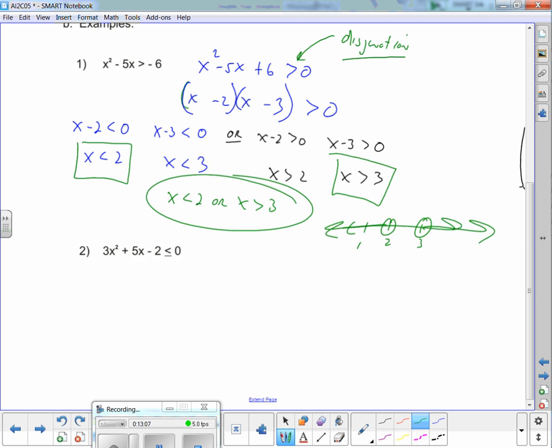Now, by the way, you can stick a middle value here and see if it doesn't work. What's in here? 2 is easy because 2 is not included. 2 squared is 4. -5 times 2 is -10. 4 minus 10 is -6. Is -6 greater than -6? No. And that doesn't work. And so, yeah, we're right.